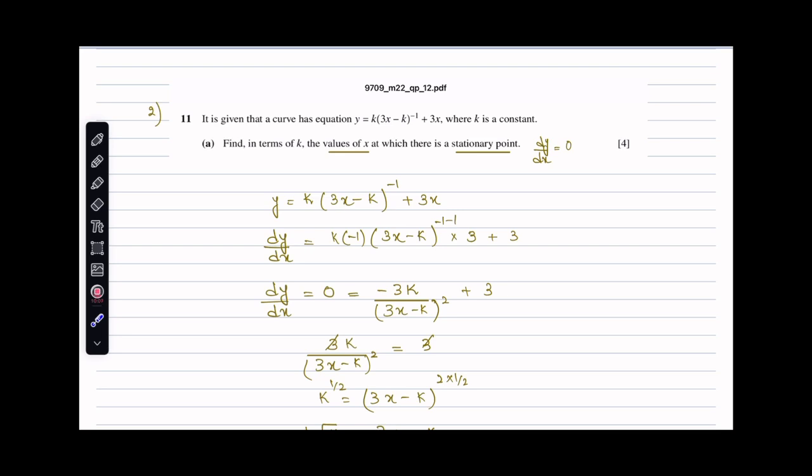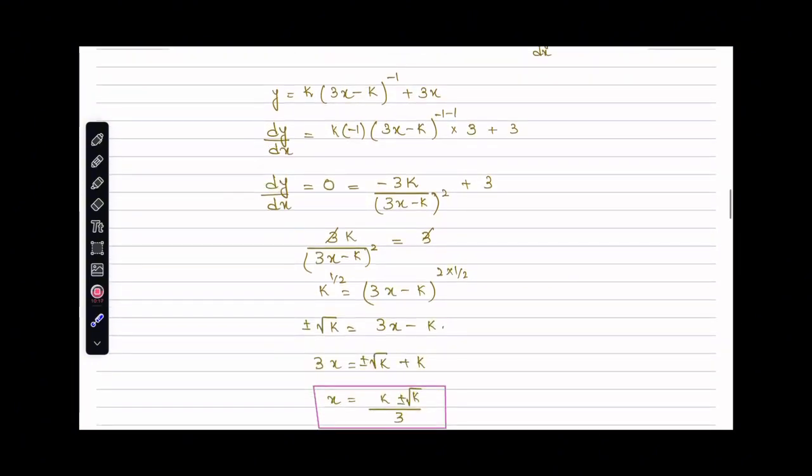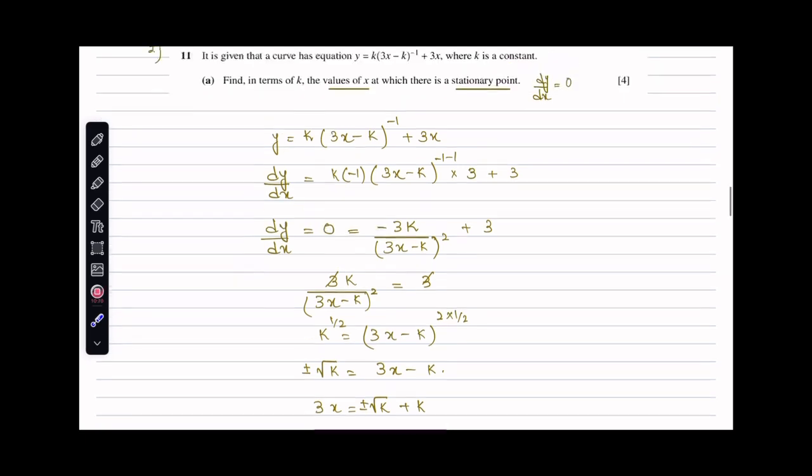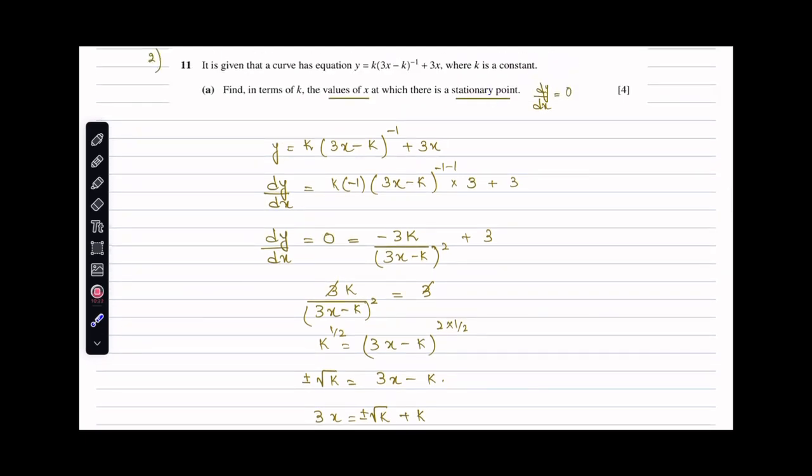So it's multiplied by 3, and then I have the second term, which is a positive 3x. The differential of positive 3x is just a 3 then. So the first differential, which shall be equal to 0, as it's the stationary point, the first derivative should be equal to 0.